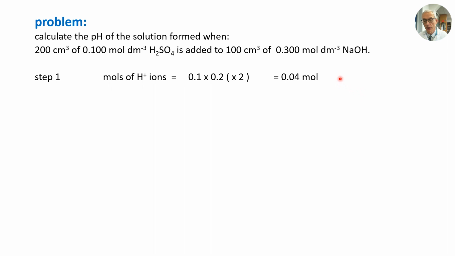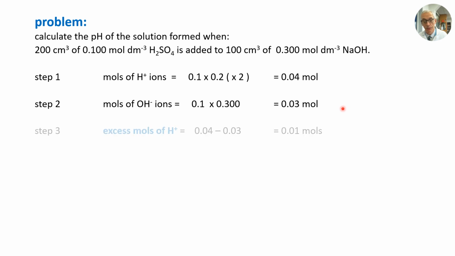So our moles of hydrogen ions is 0.04. The moles of hydroxide ions, 0.1 times 0.3 comes to 0.03 moles. The excess hydrogen ions is the numbers of moles of hydrogen ions minus the moles of hydroxide ions, because of course hydrogen and hydroxide ions react on a 1-to-1 ratio. So we've got 0.01 moles of hydrogen ions remaining. That is an excess of 0.01 moles.